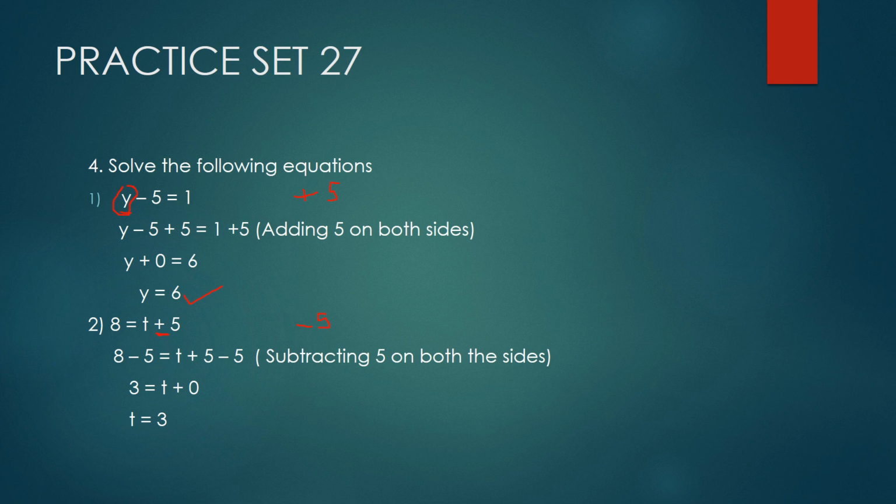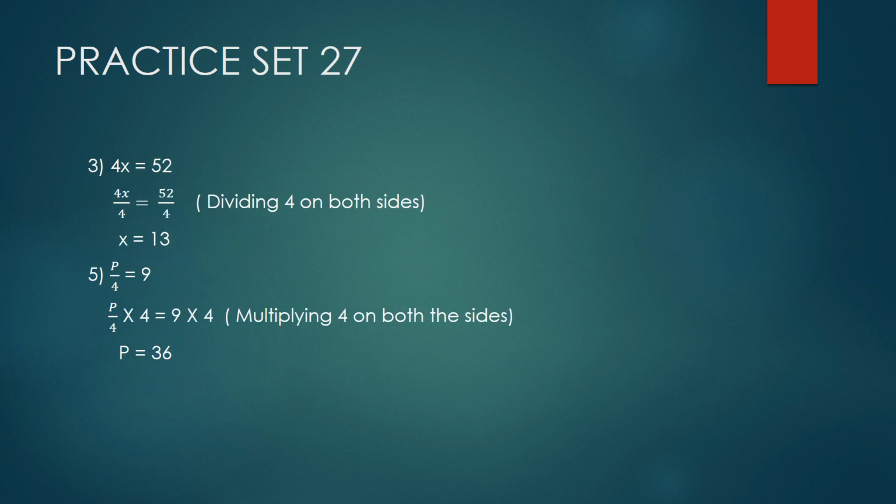So 8 minus 5 is equal to t plus 5 minus 5. So what you will write in the bracket? Subtracting 5 on both the sides. So what do you get? 8 minus 5, we get 3. And again t plus 5 minus 5 is 0. So that is not considered. t plus 0 is nothing but t. So your answer is t is equal to 3. So you write 3 is equal to t, or you have to write the answer as t is equal to 3.